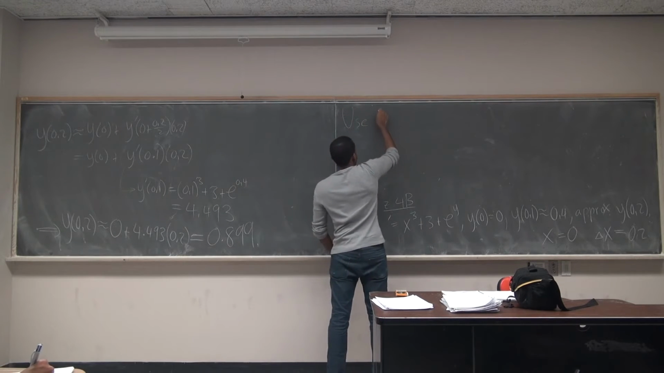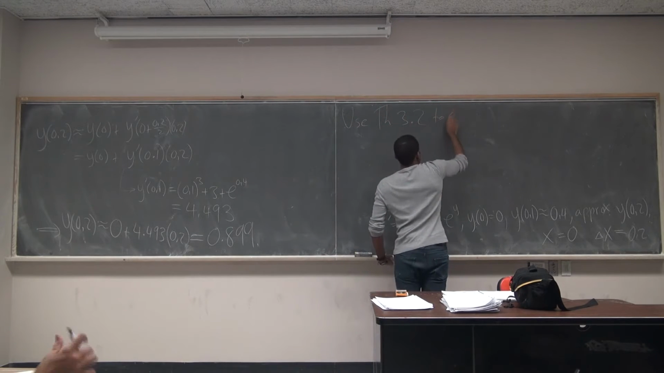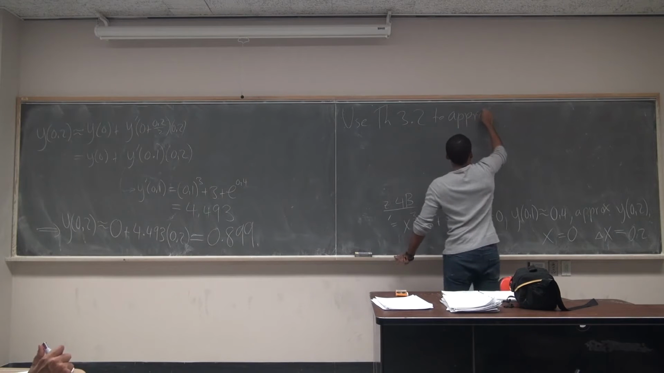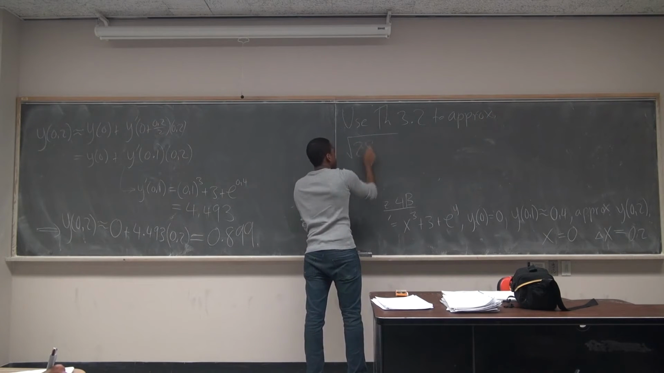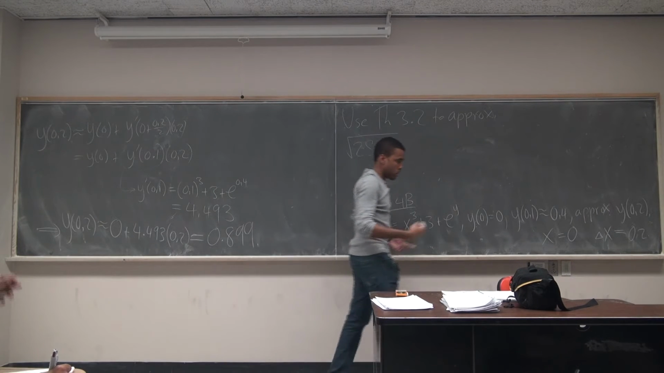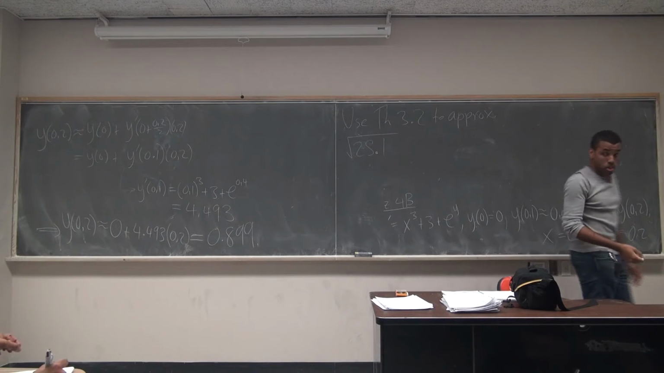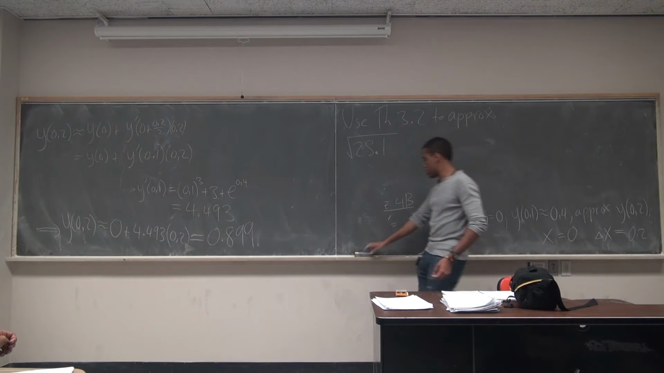So now let's use theorem 3.2 to approximate this guy, radical of 25.1. We did this with theorem 3.1. I want to use theorem 3.2 to approximate that now, so you can sort of compare the two, how good one answer is versus the other.